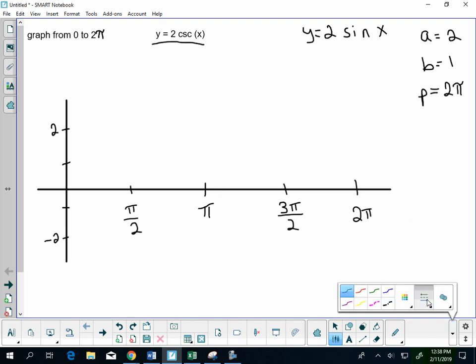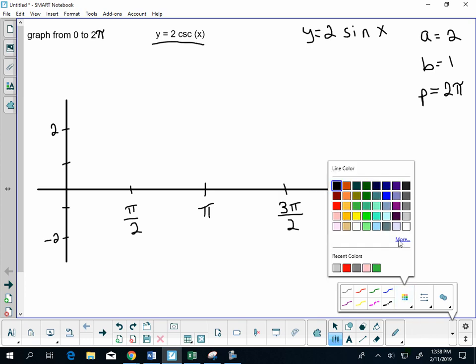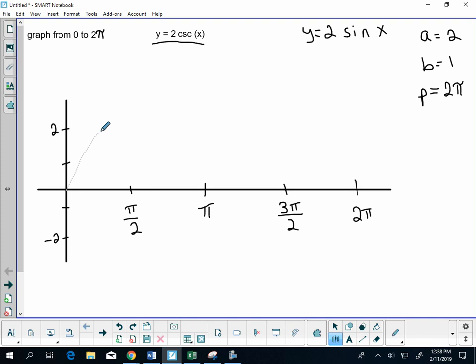And I want to do that one really lightly because it's really not part of the graph. It's just there to kind of help us. So 0, max, 0, min, 0. All right, not super well drawn, but you can get the idea.